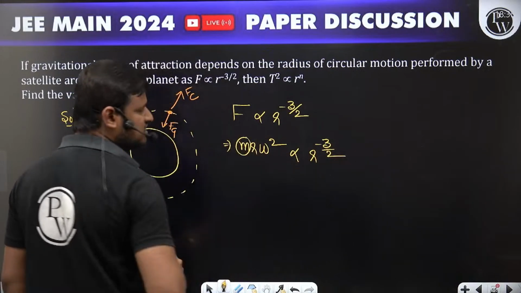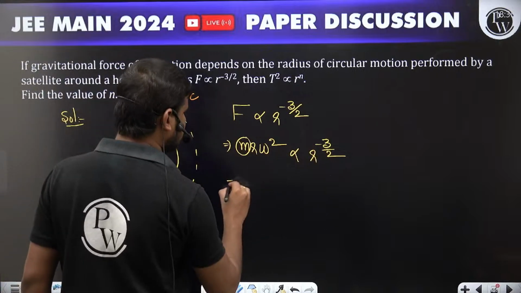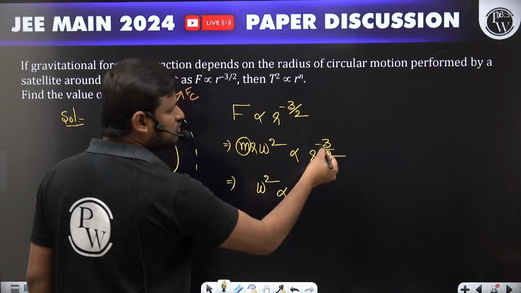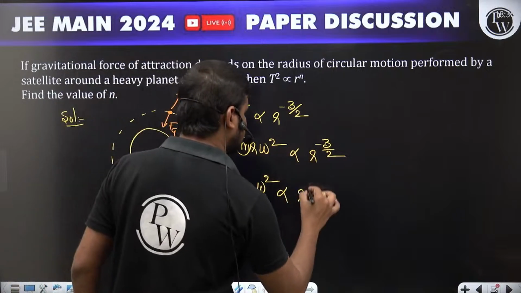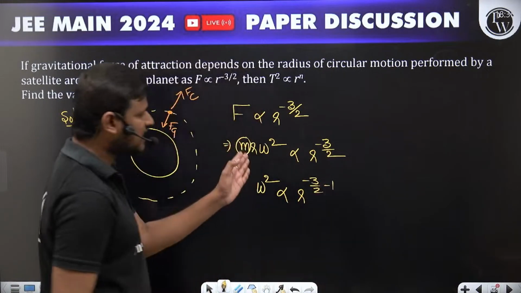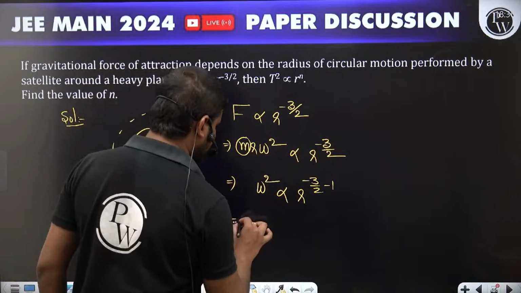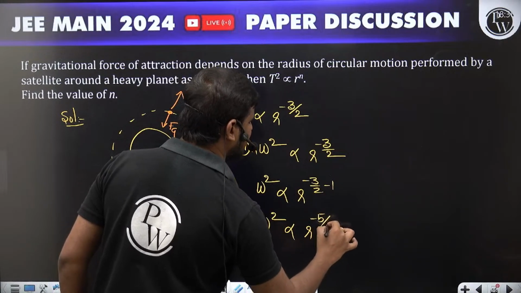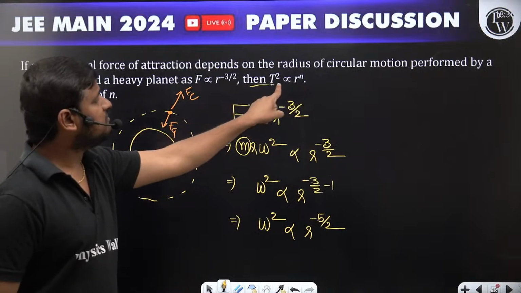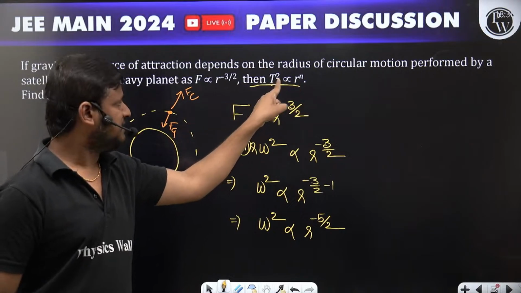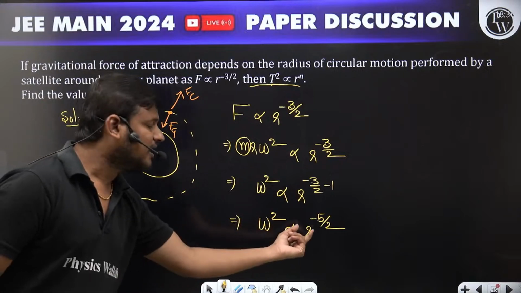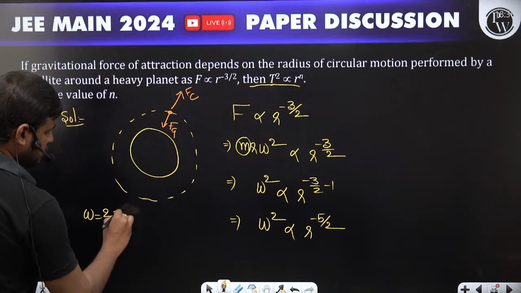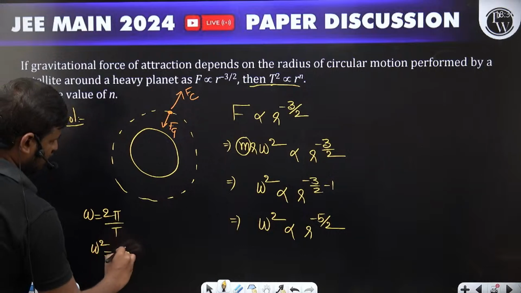However m is constant, so I can send this r to that side, so this becomes r to the power minus 1. So omega square is directly proportional to r to the power minus 3 by 2 minus 1, so r to the power minus 3 by 2, minus 1. Then we get omega square directly proportional to r to the power minus 5 by 2. Now we need the relation between time period and the radius. I got the relation between omega and the radius. I know that omega is equal to 2 pi by T. Then omega square will become 4 pi square by T square.